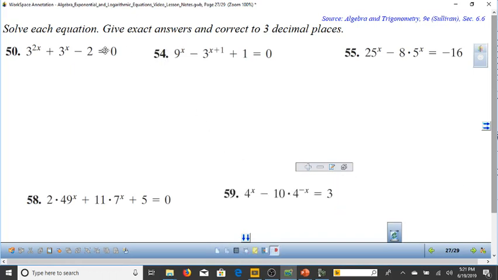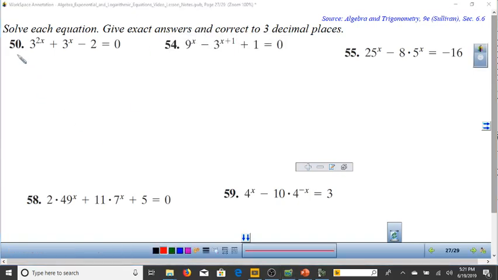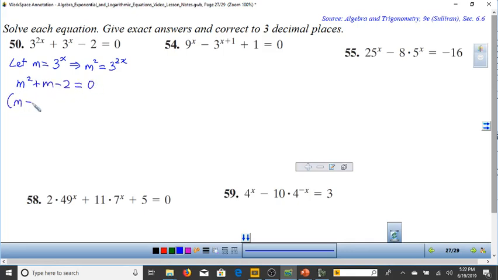So for this first question here, it's like what we did earlier. This guy's quadratic. So let's say we let m equal 3 to the x. That would mean m squared is 3 to the x squared, which is 3 to the 2x. So we have m squared plus m minus 2 is equal to 0. We factor, we get m plus 2 times m minus 1. So that will mean m is equal to negative 2 or m is equal to 1.